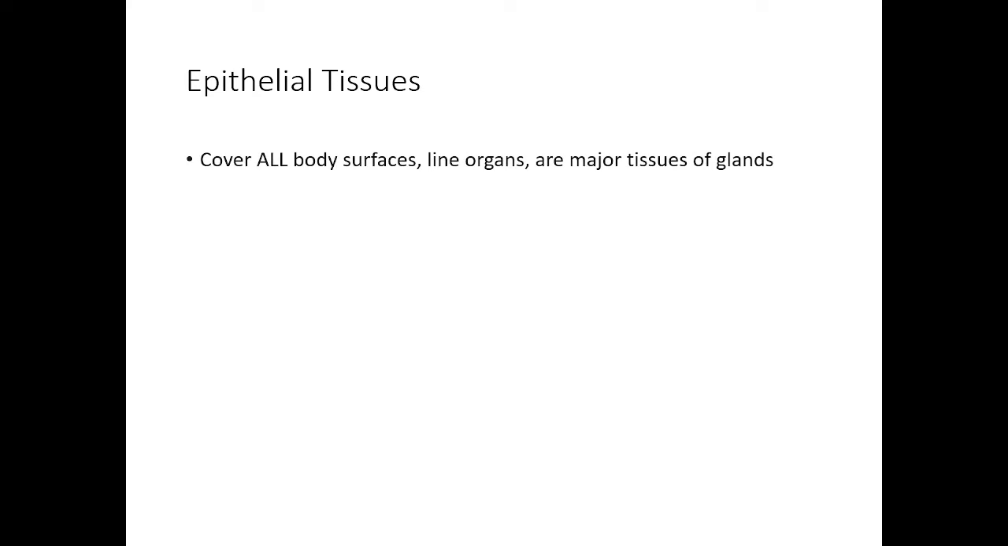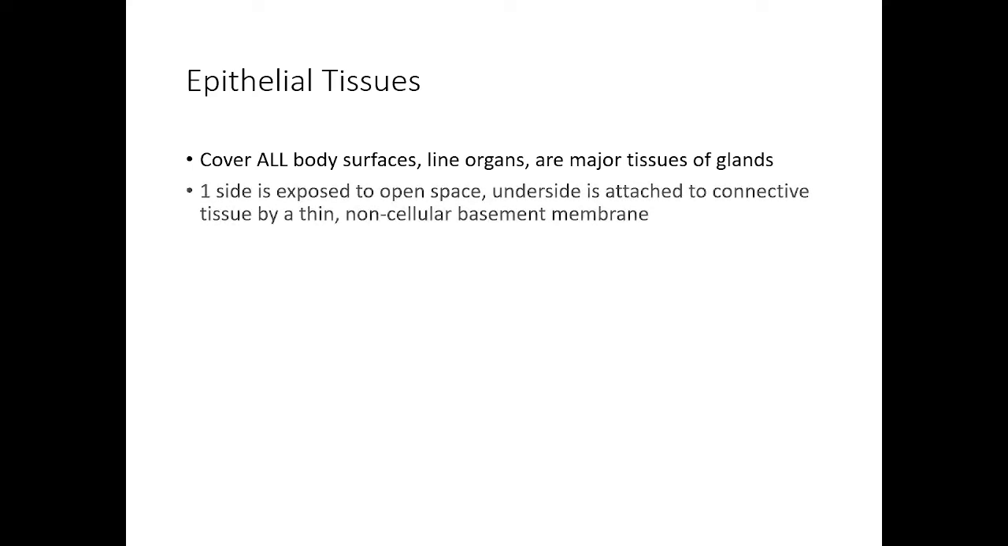Today we are going to see our next module, that is animal tissue. There are different types of tissues present in our body. Out of that we'll take the first one, that is epithelial tissue. Epithelial tissue basically covers all body surfaces. They line all the organs and the major tissues of all the glands.